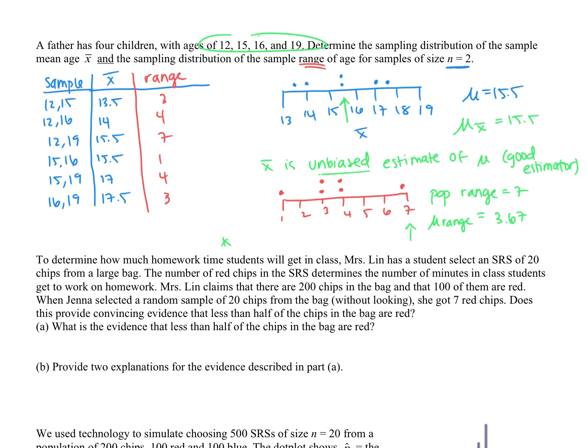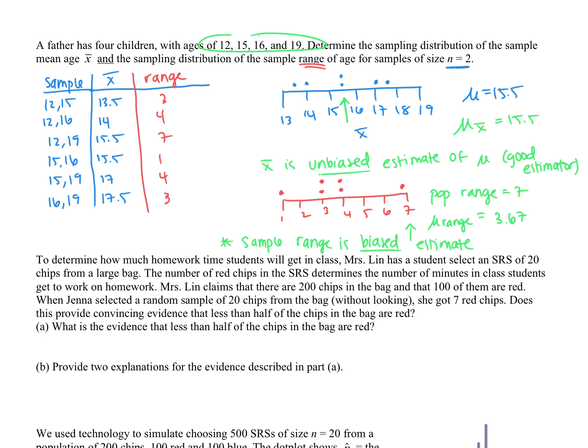Okay, 2 last things I want us to write down. What that tells us is sample range is a biased estimate. In other words, sample range is not very helpful in estimating population range.